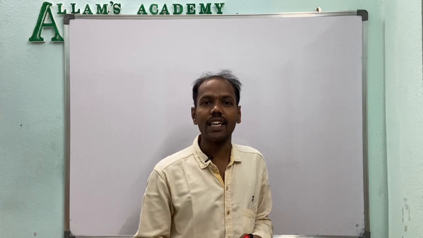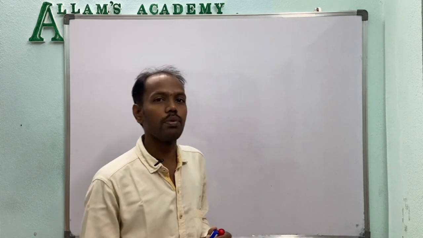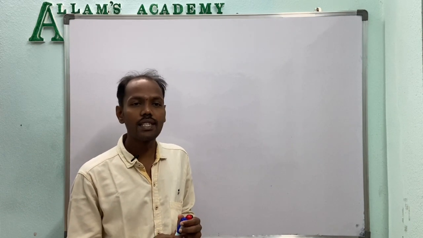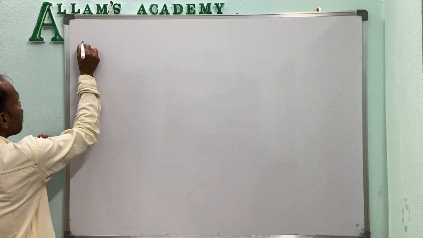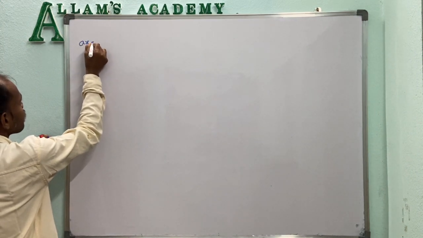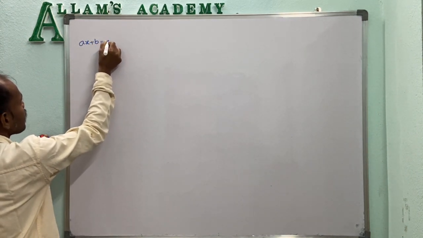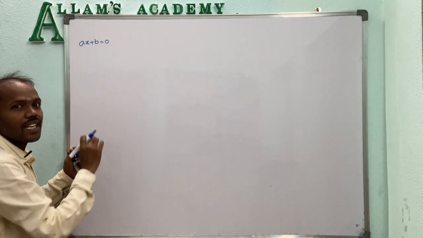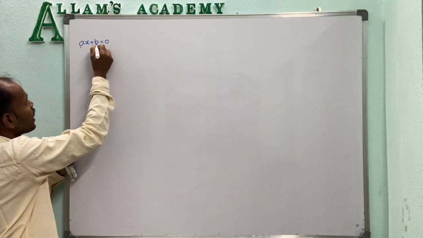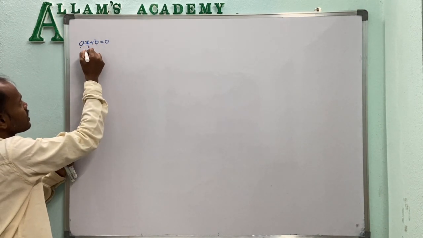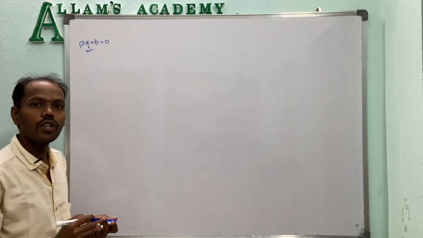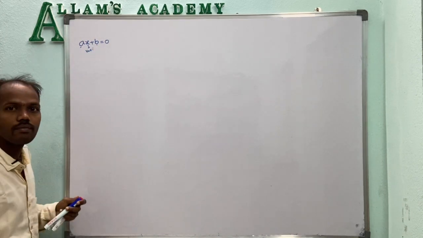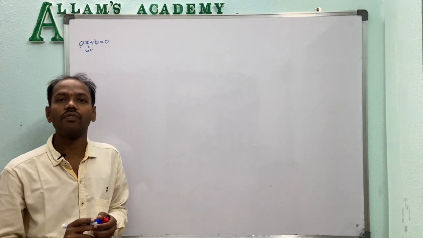A linear equation in one variable means a polynomial ax plus b equal to 0. Here a and b are constants, x is the variable, and the degree of this polynomial is 1. So it is a linear equation in one variable.